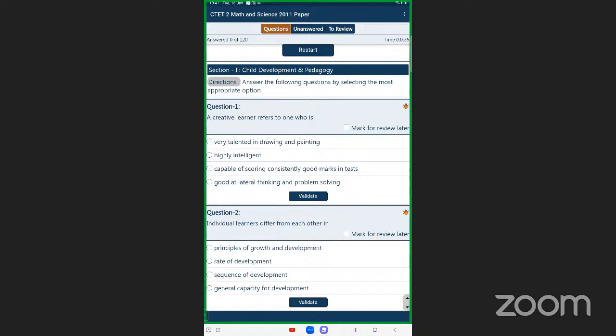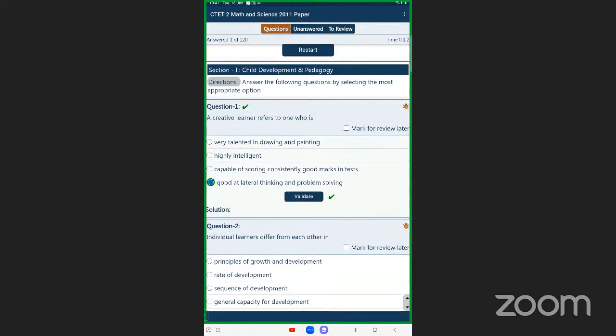Question number one, if you see students, creative learners refer to one who is the creative learner? There are four options given. The first option: very talented in drawing and painting, highly intelligent, capable of scoring consistently good marks in tests, good lateral thinking and problem solving. So the correct option will be option number 4. You can see the correct option is also saying this is the 4 only. So this is the correct one.